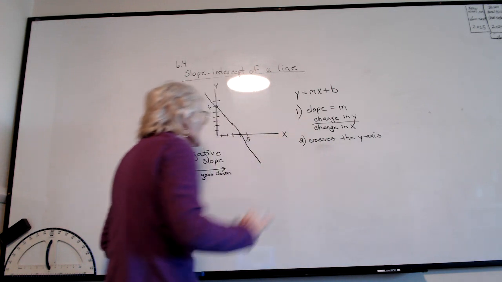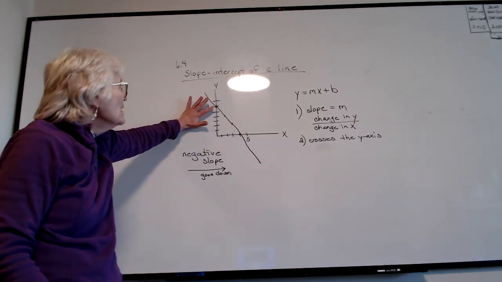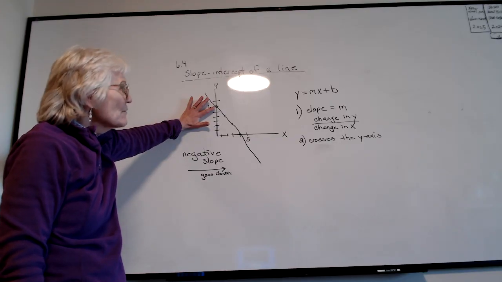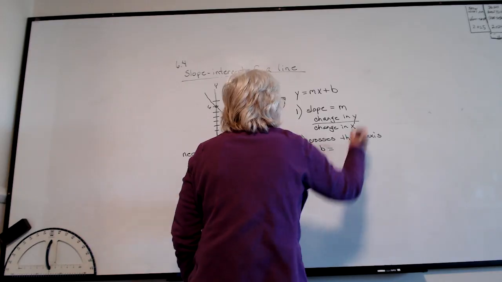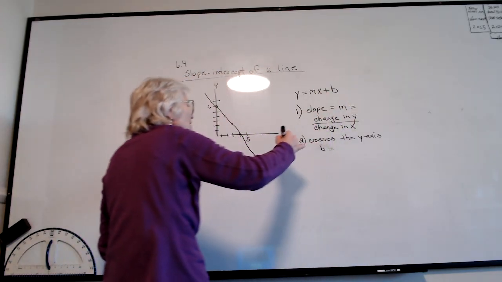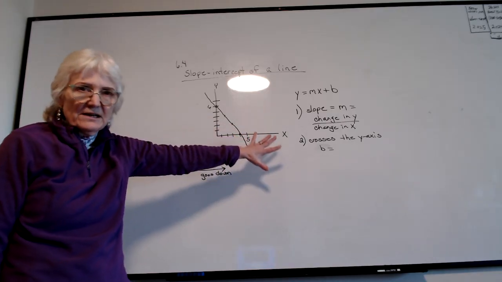Sometimes that's harder to see. This one I've driven up so you don't really have a true starting point, so it's easier to find where it crosses. This is my B. So I'm looking for M and I'm looking for B. That will give me the equation for this line.